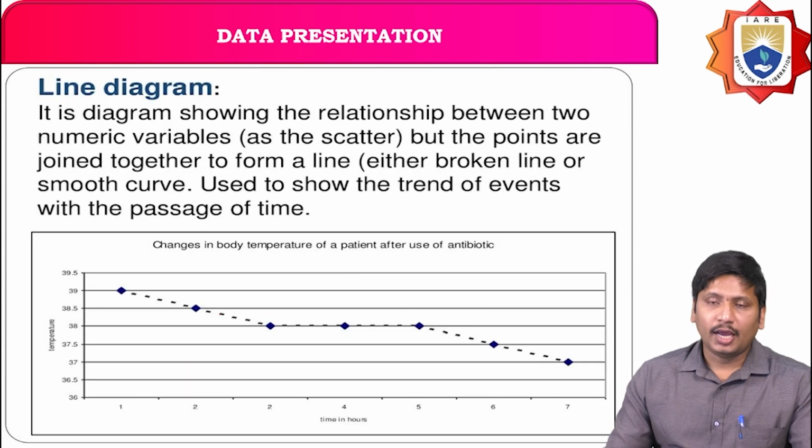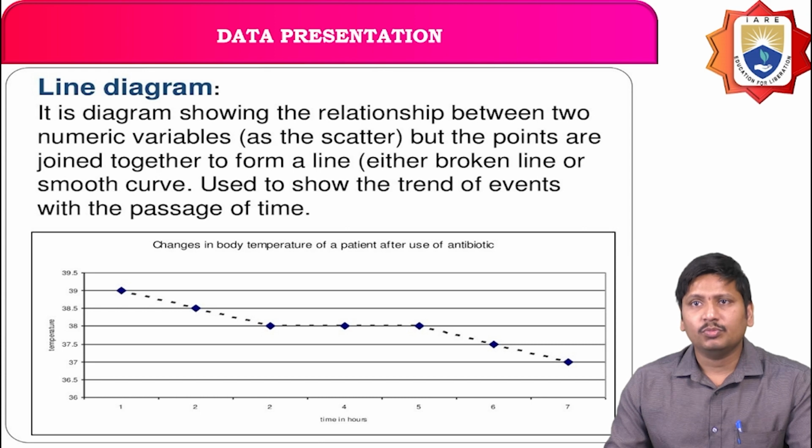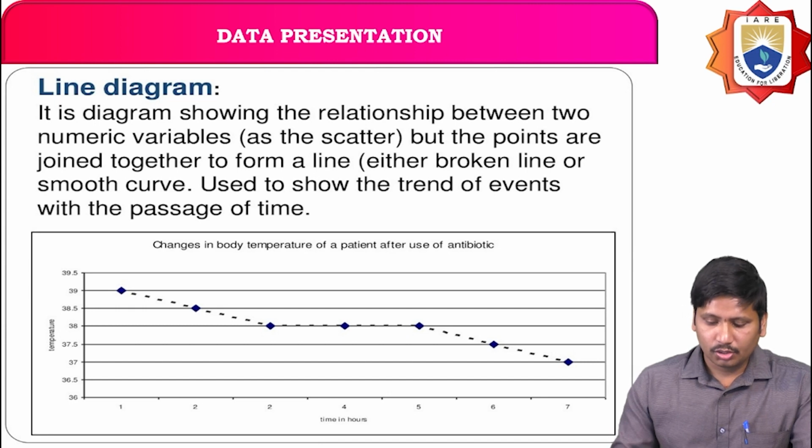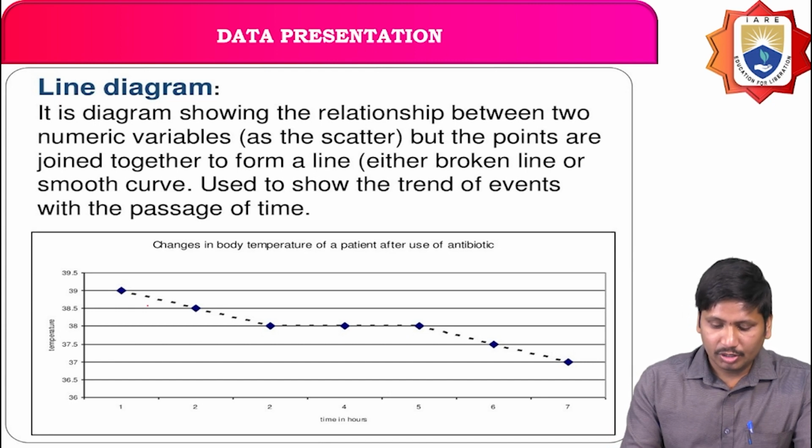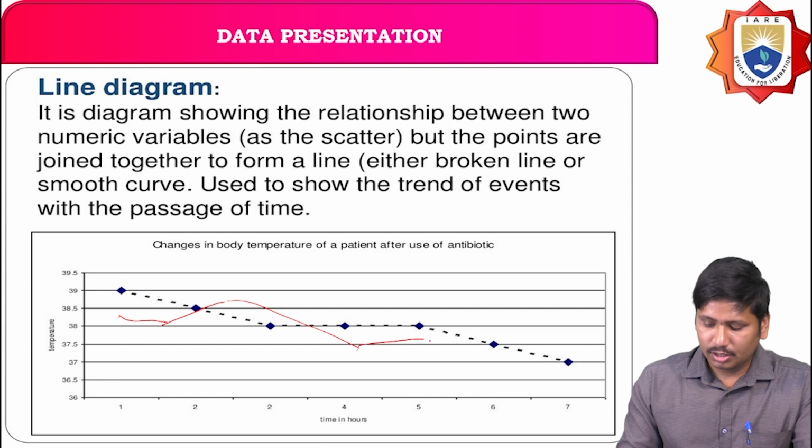And the next one is the line diagram. A line diagram shows the relation between two numeric variables, but the points here are joined together to form lines. It may be a broken line or a smooth curve. It can also be used to show the trend of events with the passage of time. So this is also a line diagram showing the relations between two variables. Suppose I want to show the relation between the two variables, so one line goes like this, another goes like this.